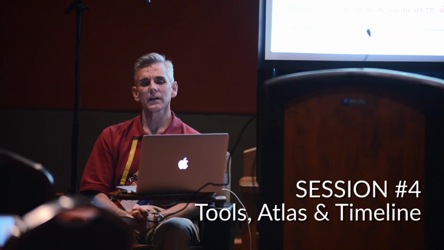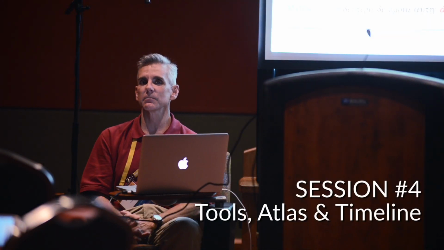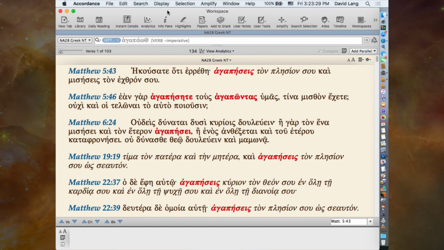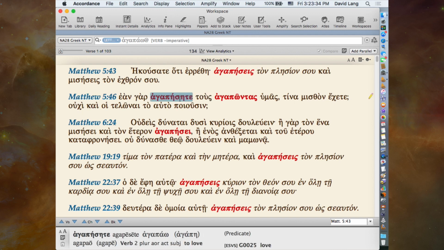So I want to do a real quick run through of how to use tools, and then we'll get to the atlas and the timeline. One of the things, I've been talking about amplifying all day long, and I haven't really mentioned the most obvious way to amplify, which is to triple click on any word.